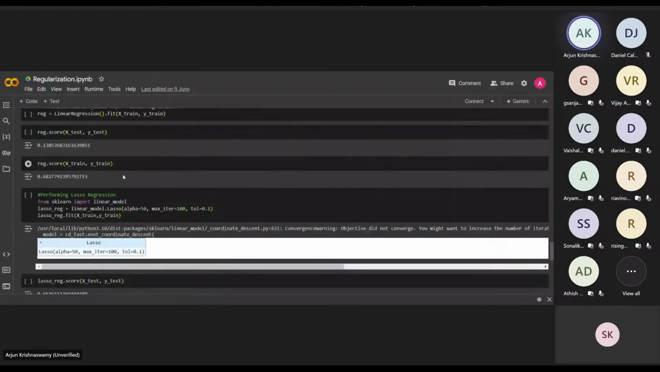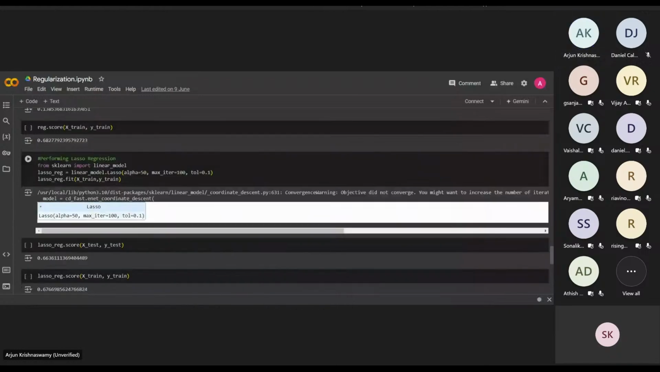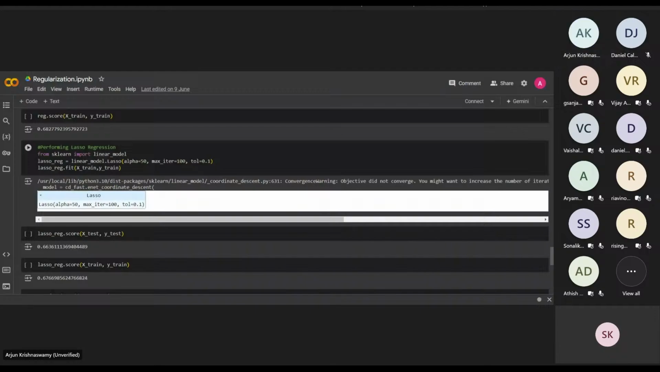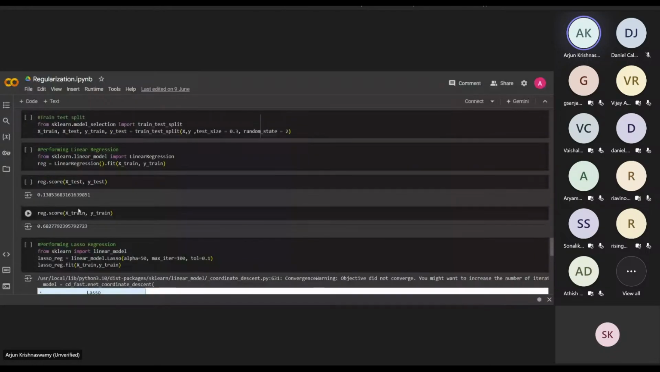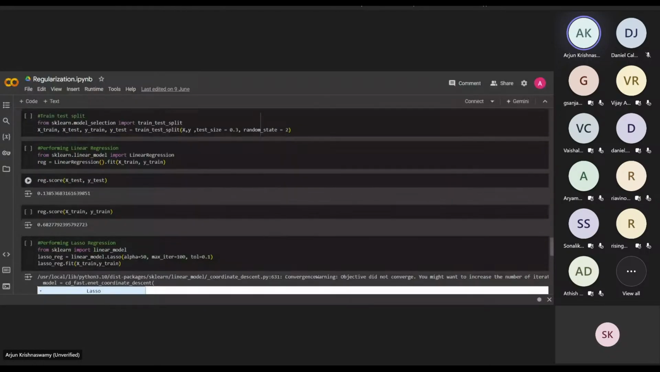Now we import a linear model from sklearn, and we use the lasso regression here in the first method, that is L1 regularization. So we use L1, and then again after that we find the accuracy. For test it is 66%. Again here, as I mentioned, you just have to do dot fit. It's very simple, and then print the accuracy. We got an increase from 13% to 66% on our test data.